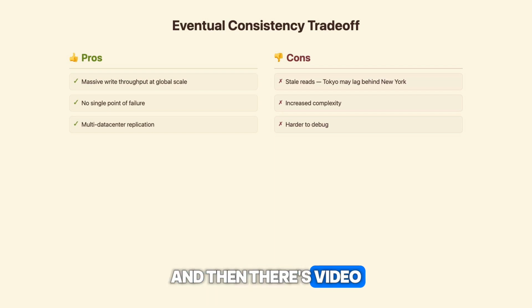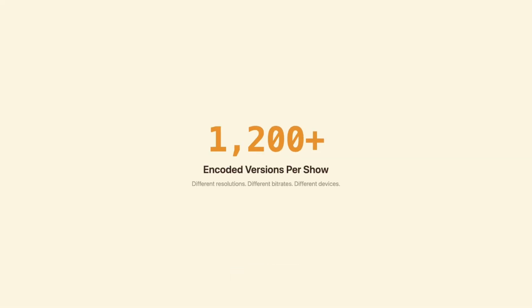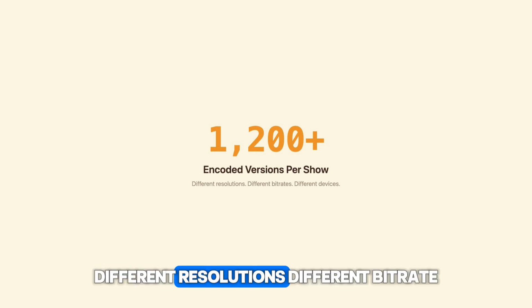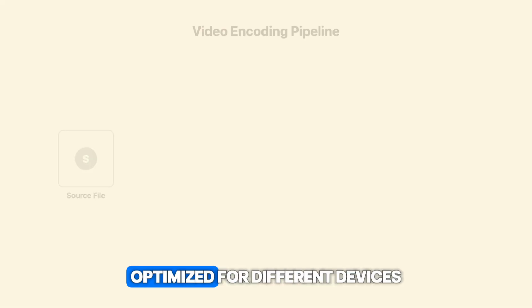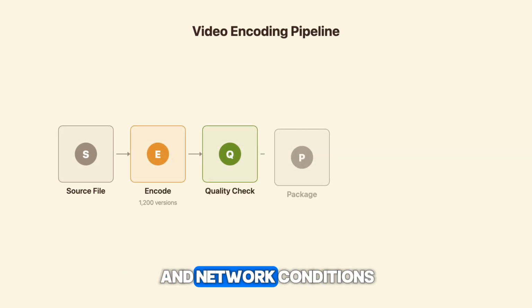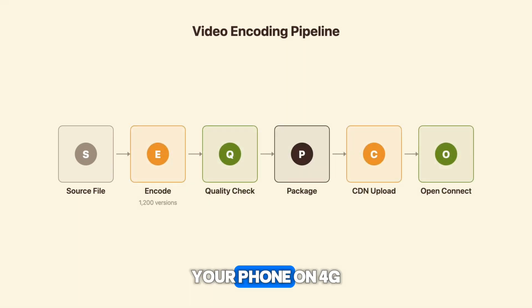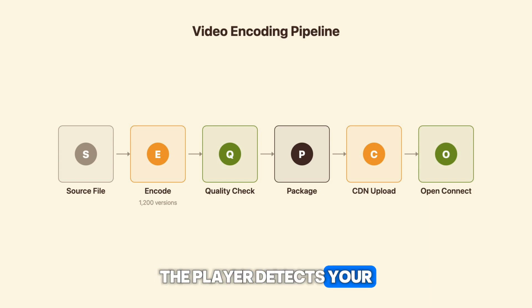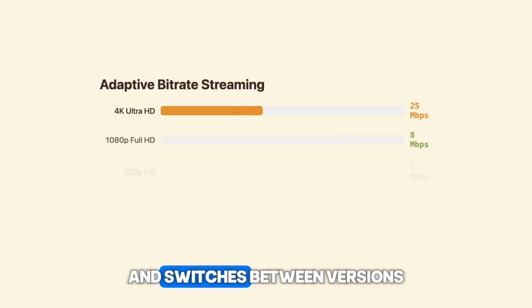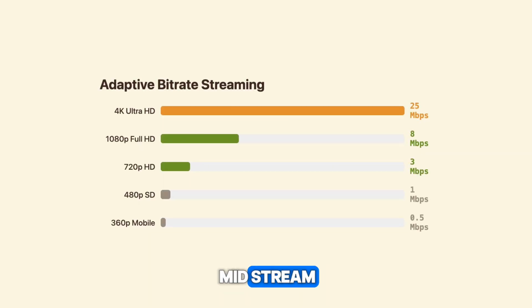And then there's video. When Netflix acquires a new show, they don't just upload one file. They create over 1,200 different versions. Different resolutions, different bitrates, optimized for different devices and network conditions. Your phone on 4G gets a different file than your 4K TV on fiber. The player detects your bandwidth in real time and switches between versions midstream.